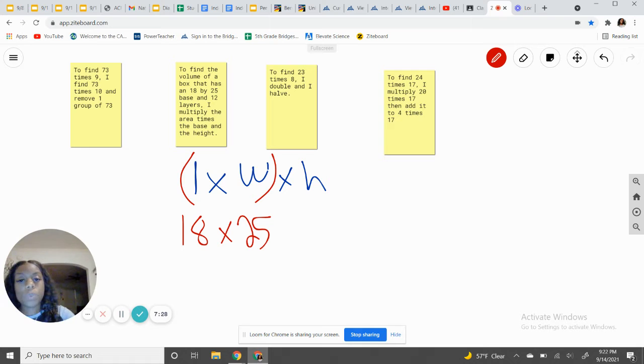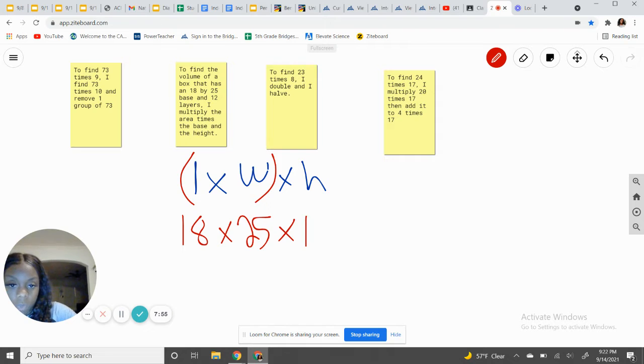Okay, but do we have a height? Do they tell us anything about a height? They do, because they said layers. Layers indicate one on top of the other, on top of the other, on top of the other. And we keep stacking. That means we are getting higher. It's indicative of height.